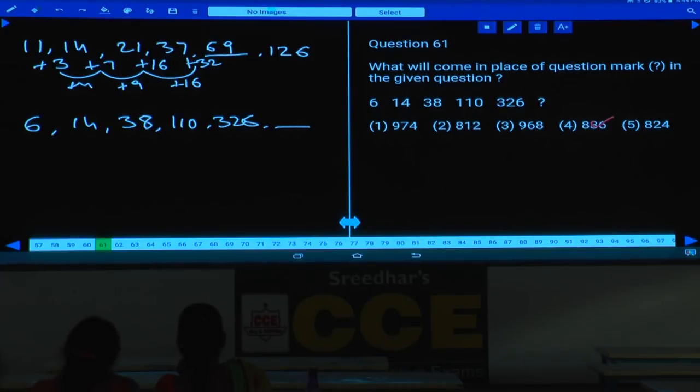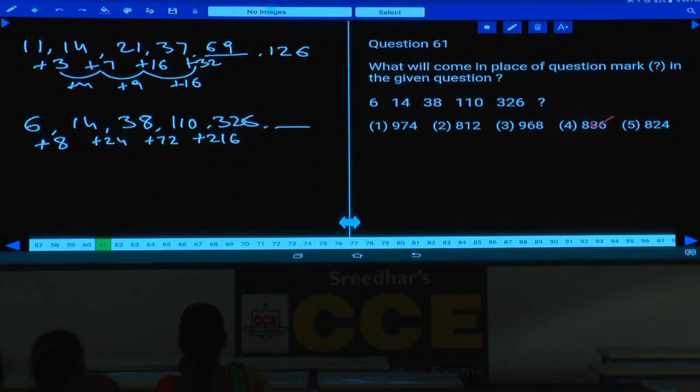Then 6 and 14, what is the difference here? The difference between these two is 8, and 14 and 38, what is the difference here? 24. And 38 and 110, what is the difference between 38 and 110? Here the difference is 72, and the next one is how much? 110 and this one 216.